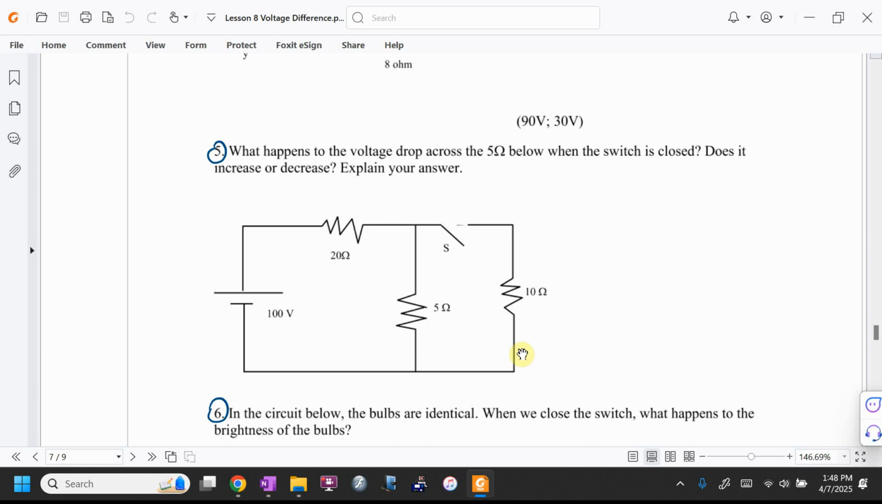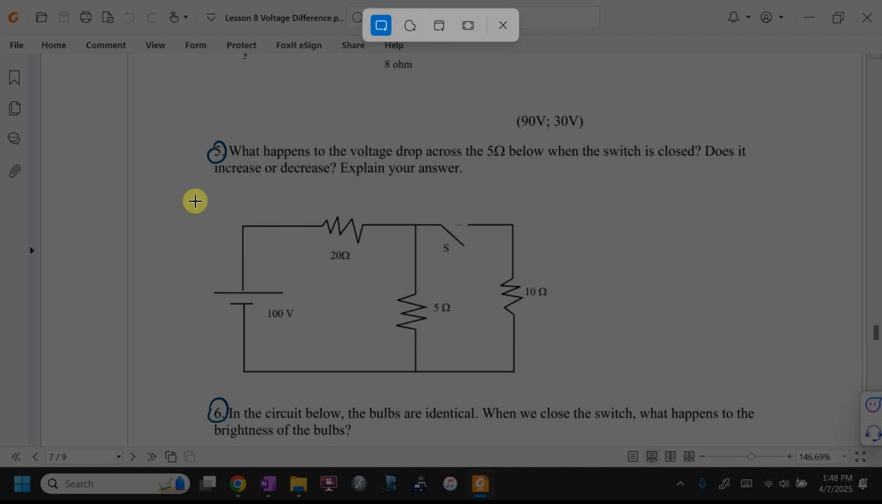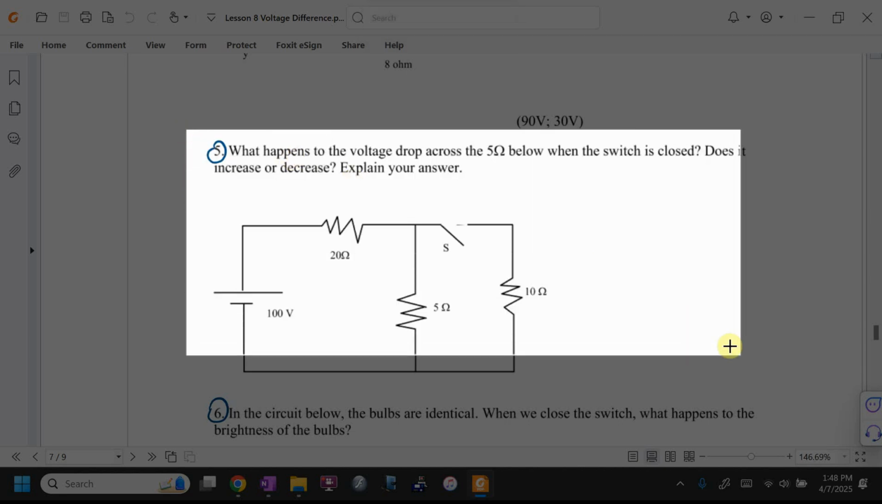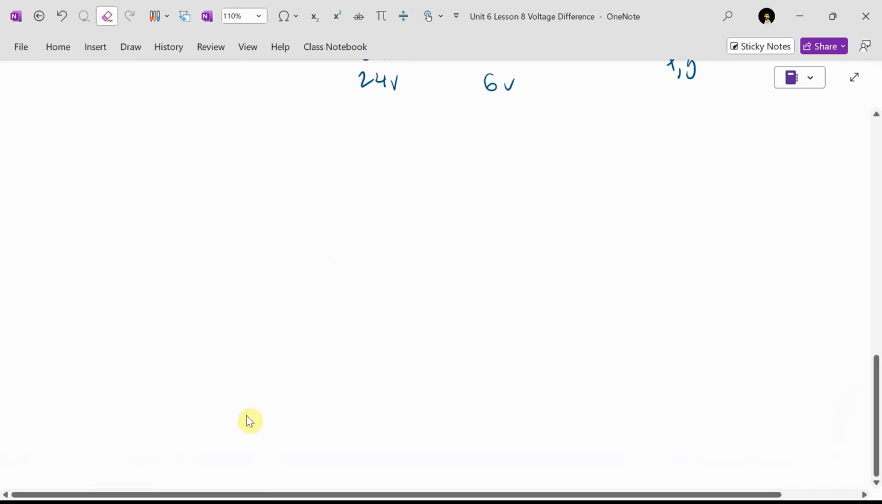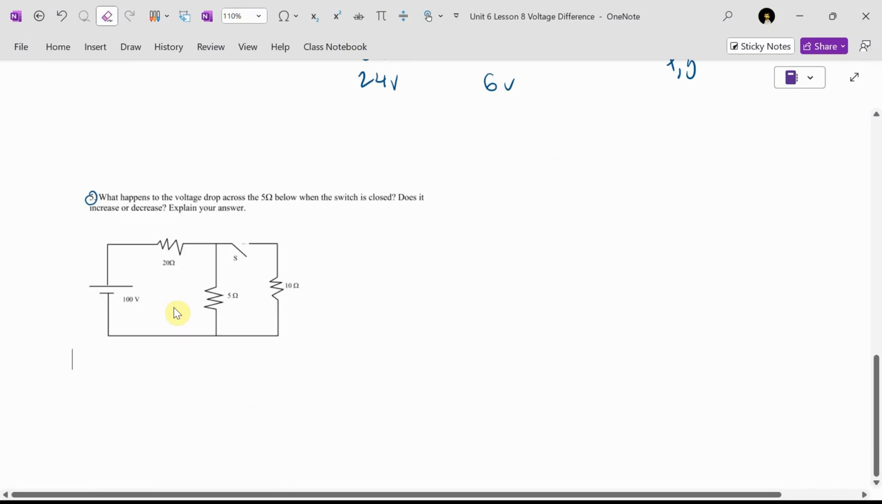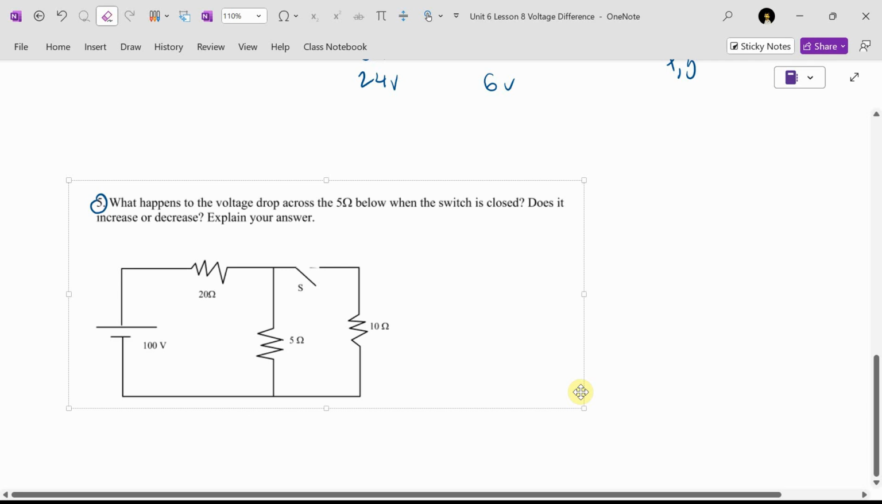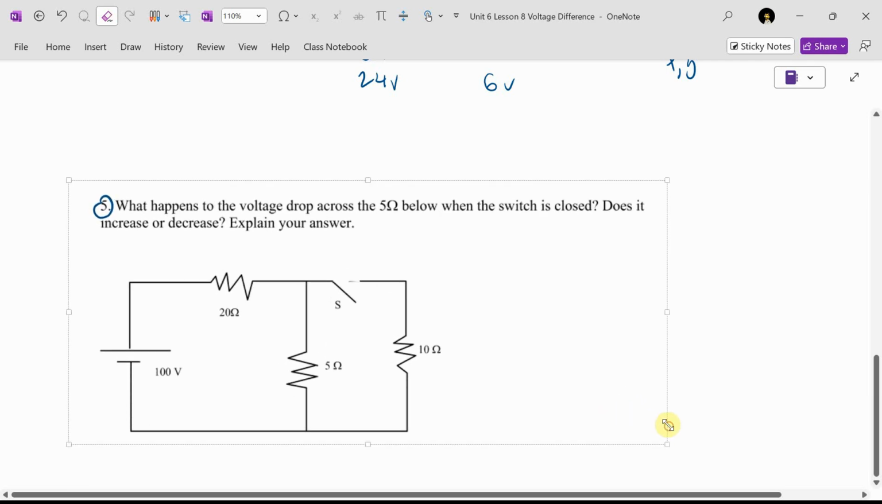What happens to the voltage drop across the 5 ohm resistor below when the switch is closed? Does it increase or decrease? Explain your answer. Let's just look at both situations. I think we kind of did one similar to this as a thought puzzle, using principles of physics, explain question actually in the notes. I'm going to do this by solving when this is open and when this is closed. Make it a bit bigger.